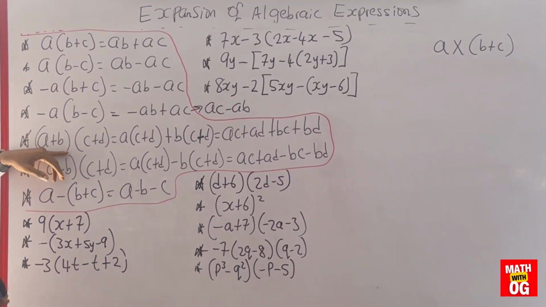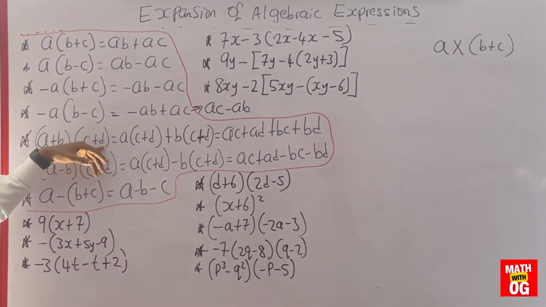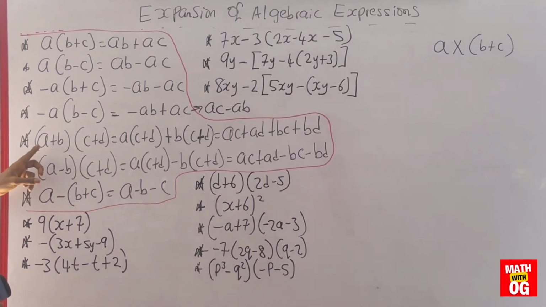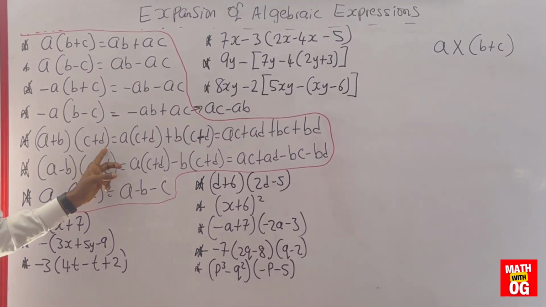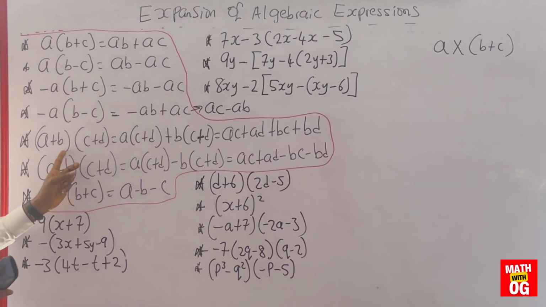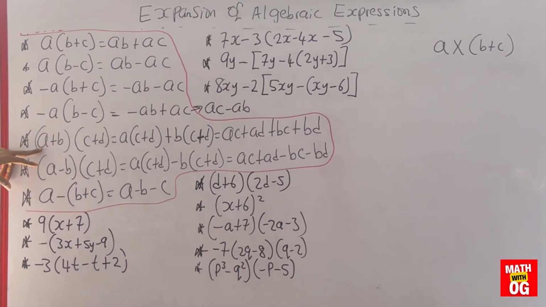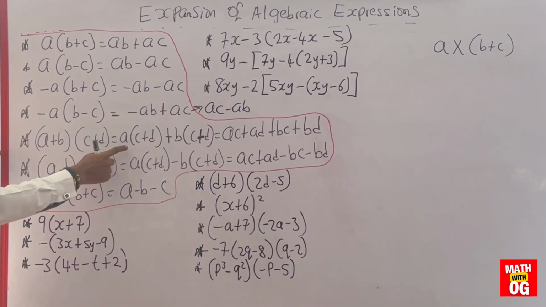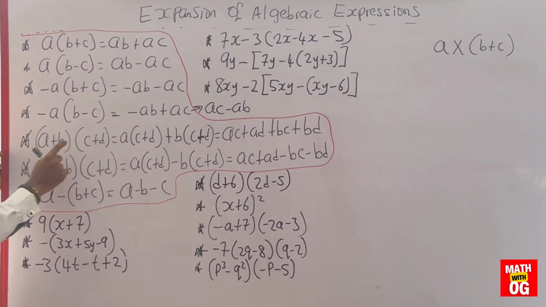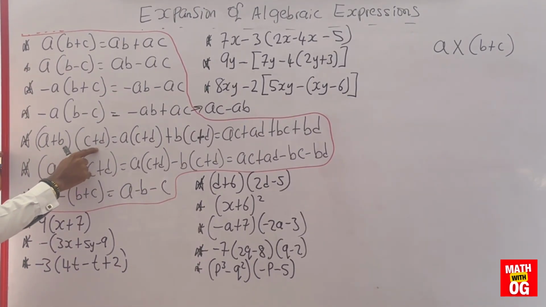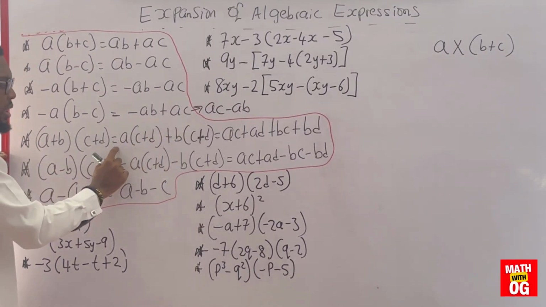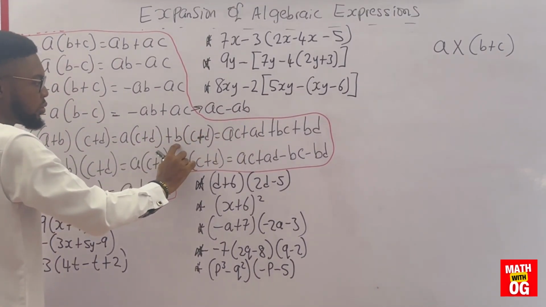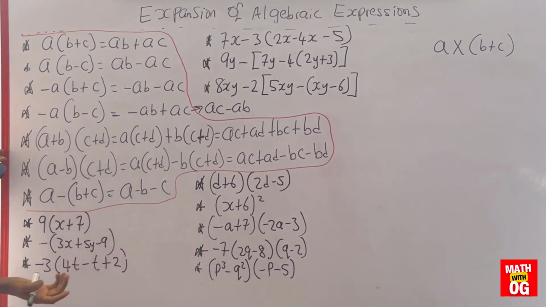In this case, you have two terms here, A and B, and two terms here, C and D. So each of these guys must multiply each of these guys, or you can use each of these guys to multiply each of these guys. So starting with positive A here, your positive A will multiply C plus D, and your positive B will also multiply C plus D. So that will give us AC plus AD, and this will give us BC plus BD.